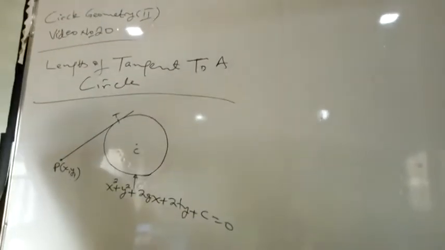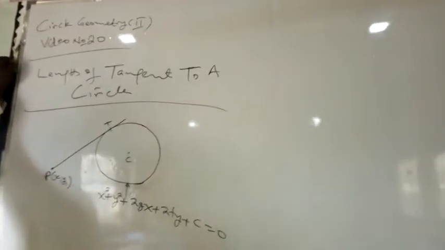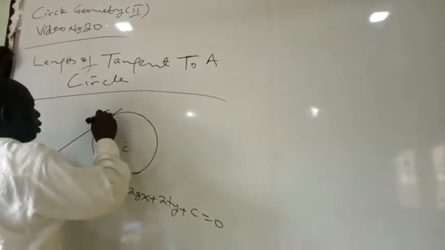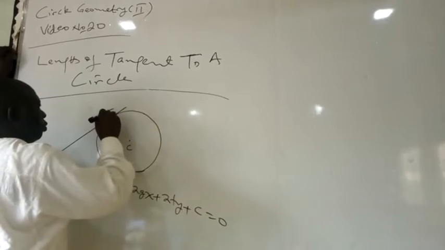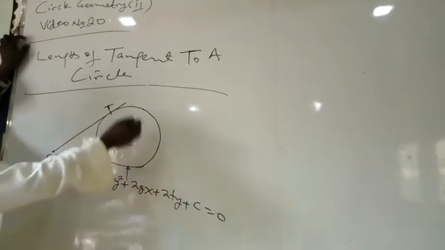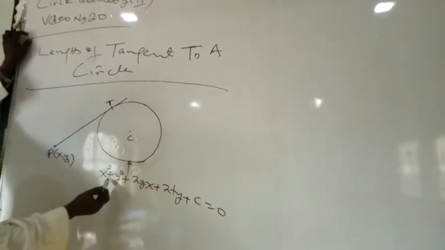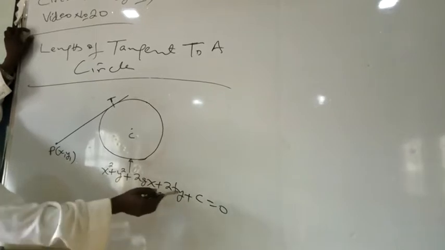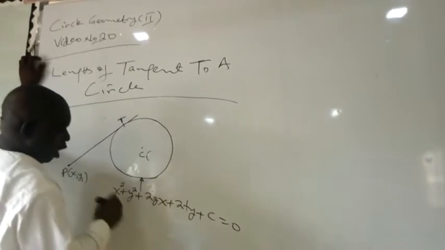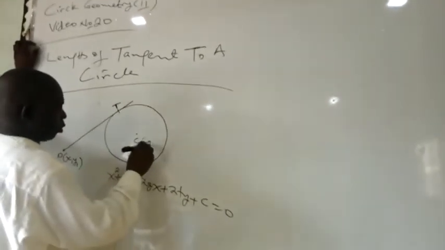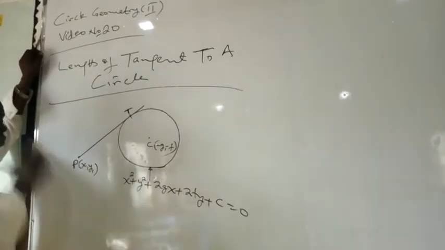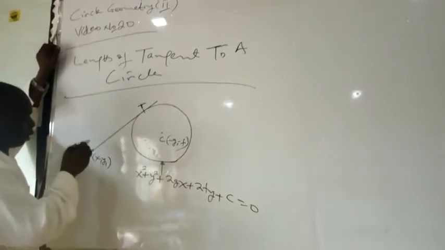Now we want to consider a circle and then determine the length of the tangent to that circle. Now, consider this circle whose equation is x squared plus y squared plus 2gx plus 2fy plus c is equal to 0. Let the center of this circle be minus g, minus f. Now, we want to calculate the length of this tangent PT.